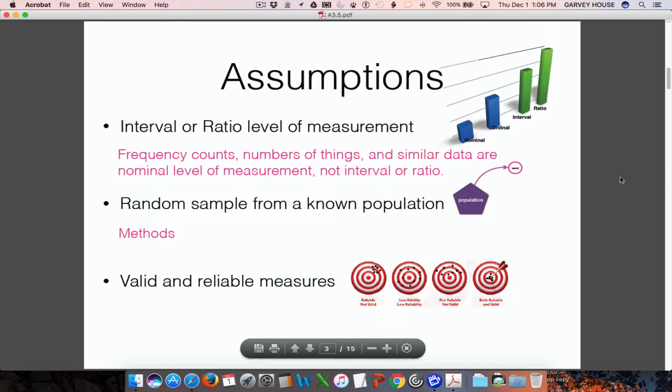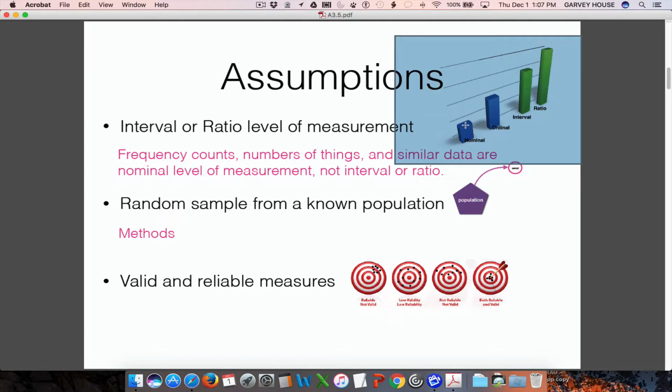So there are some assumptions that are aligned with assessing normality. And one is that this only works for interval and ratio levels of measurement. So you can see here there are four different types of levels of measurements. There's nominal data, ordinal level data, interval, and ratio. So for this presentation, we're only going to be concerned with interval and ratio level data.